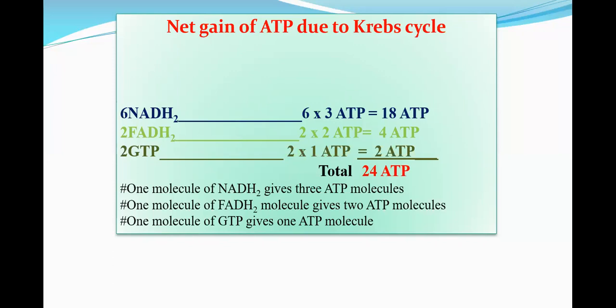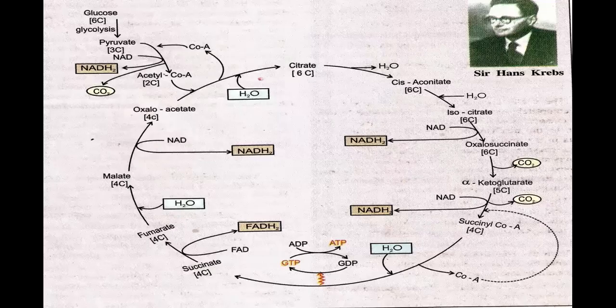For this generation, 6 NADH2 produce 18 ATP, 2 FADH2 produce 4 ATP and 2 GTP produce 2 ATP. Why? Because 1 molecule of NADH2 gives 3 ATP, 1 molecule of FADH2 produces 2 ATP, and 1 molecule of GTP is equivalent to 2 ATP molecules. That is the way we can state the net gain as far as the Krebs cycle is concerned. Again, I will show you where the ATPs are generated. Here you can see oxidative decarboxylation that produces 2 ATP.